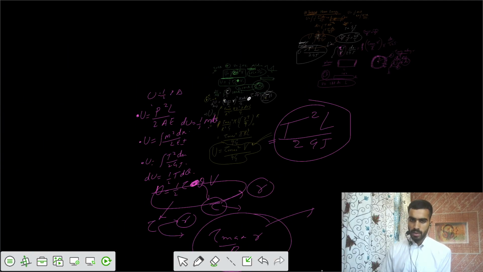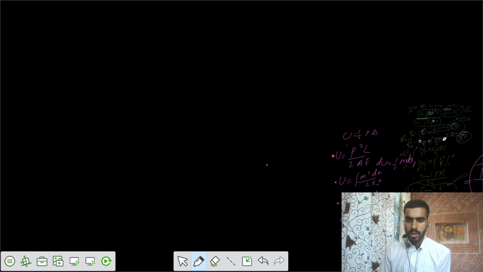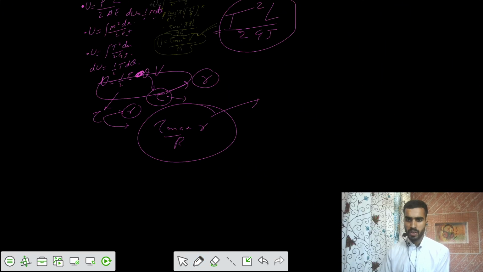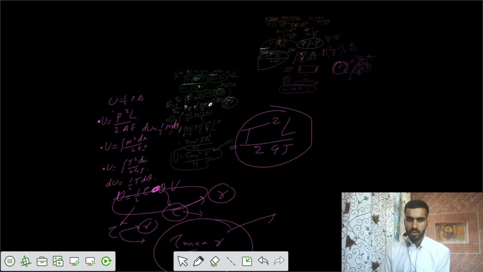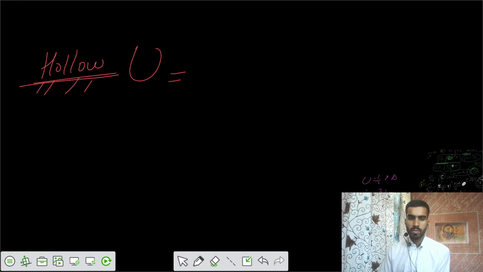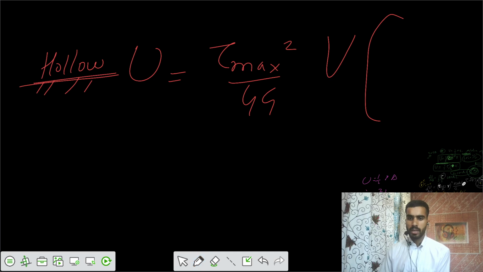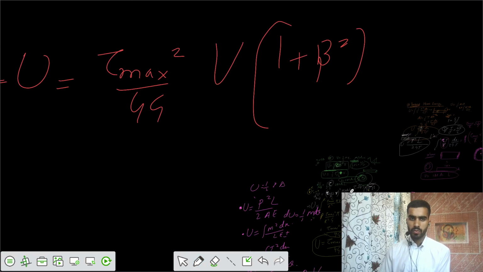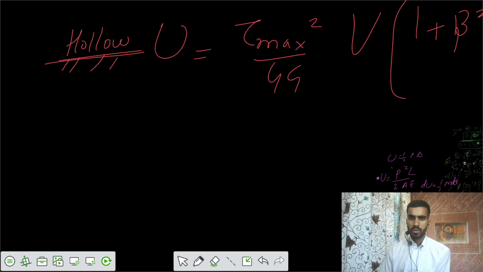So let's have that. Similarly, if you want to derive for the hollow section, the strain energy stored in the hollow section, the same equation we have, in terms of tau max squared by 4G into volume, and you have to multiply one factor, that's 1 plus beta squared. So you have this now.